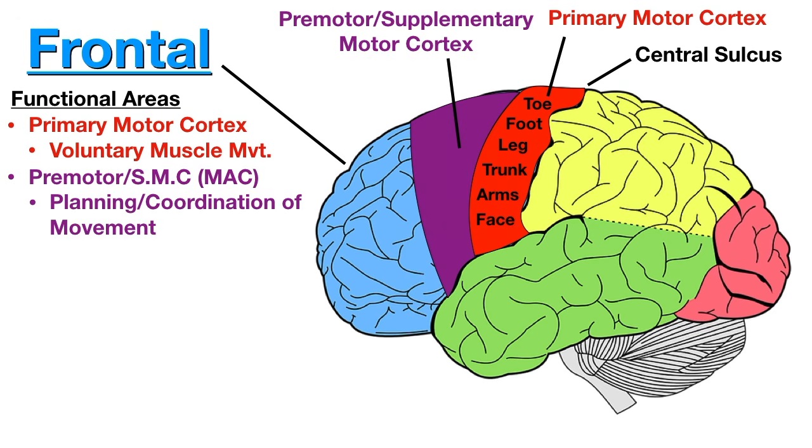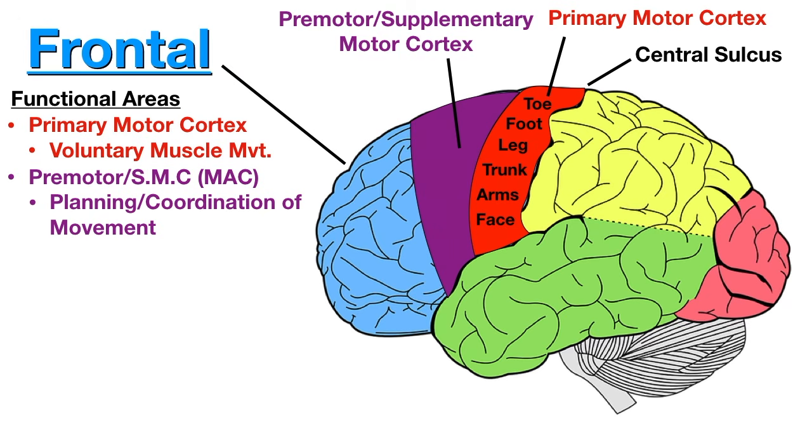As we move anterior to the primary motor cortex, we hit another functional area. This is known as the motor association cortex, and it's made up of two areas, the premotor cortex and the supplementary motor cortex. The common theme you're going to see among all of the lobes is that every primary cortex has an association cortex. And what the motor association cortex does is it's involved with planning and coordination of movement, whereas the primary motor cortex was more involved with the actual execution of the movement itself.